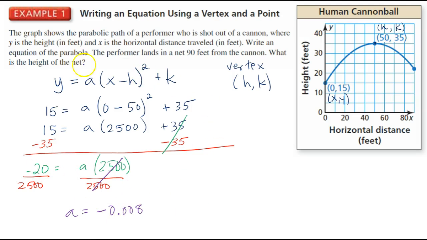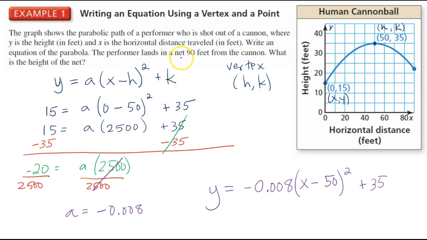Now I know what a is, and I know what h and k are, so the general formula with x and y in it is y equals negative 0.008 times x minus 50 squared plus 35. So that is the equation of this parabola.